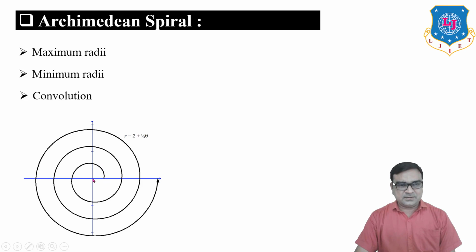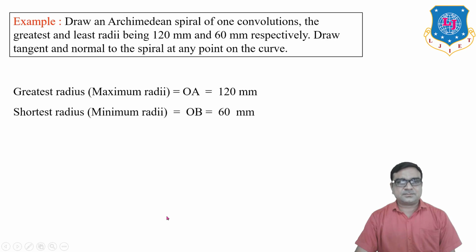So in this curve, this is a pole or center of the spiral. This distance is known as minimum radii of the spiral. This is maximum radii of the spiral. And what are the convolutions? If we draw like this, one 360-degree, another 360-degree revolution, and a third 360-degree, this spiral has three convolutions.